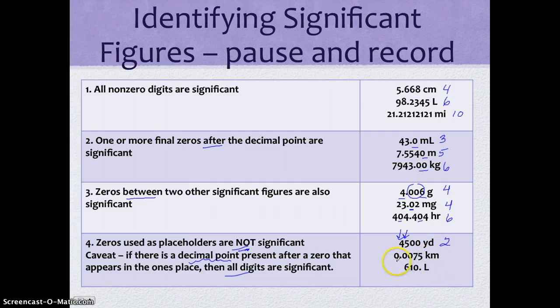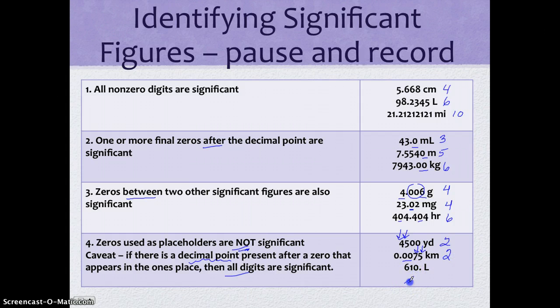Okay, now in this particular measurement here, we have 3 leading zeros, one that's just there so we don't lose a decimal. But then we have these 2 that are just holding our place for it. The 7 is measured and it's exact. The 5 is estimated, so we have 2 significant figures.